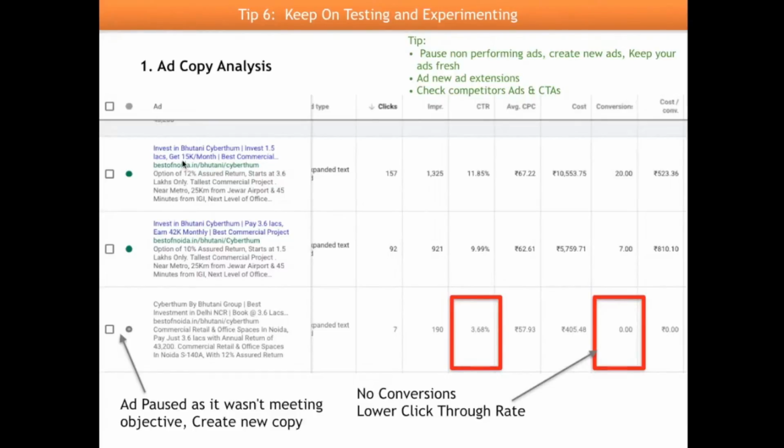So as I told you, I had 3 ads running earlier. One says invest in Bhutani Cybertham, invest 1.5 lakhs, get 15,000 per month. The second one was invest in Bhutani Cybertham, pay 3.6 lakhs, earn 42k monthly. And the third was Cybertham by Bhutani Group, best investment in Delhi NCR, book at 3.6 lakhs. Now out of these 3 ads, this ad has got 157 clicks. This ad has got 92 clicks. This ad only got 7 clicks.